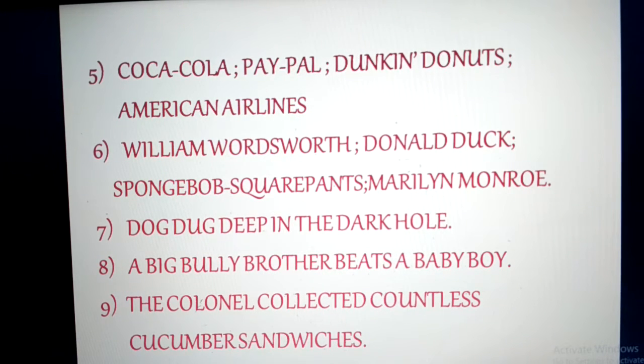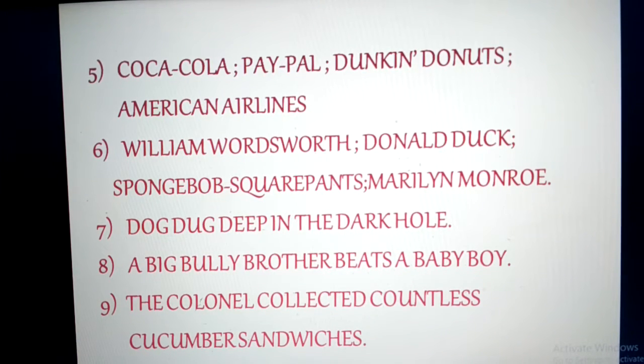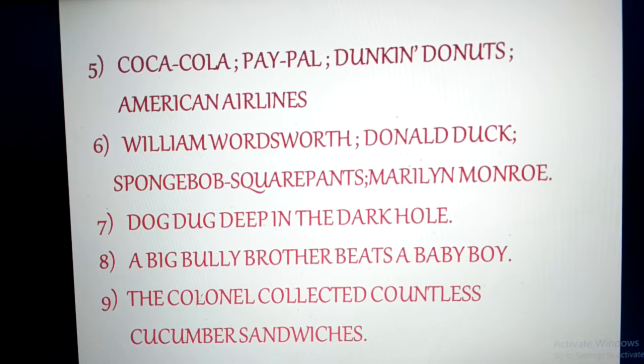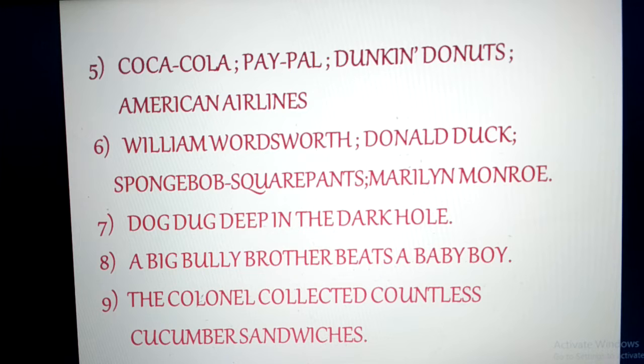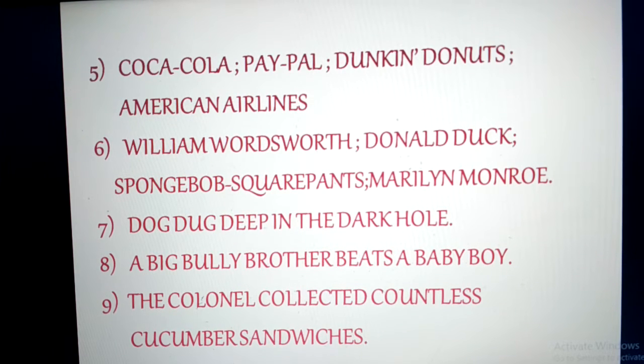Moving on, there are names of companies which demonstrate the use of alliteration: Coca-Cola, PayPal, Dunkin' Donuts, American Airlines, and many more. Names of authors and characters are there as well: William Wordsworth, Donald Duck, SpongeBob SquarePants. Hope you remember it from the cartoon SpongeBob SquarePants. Marilyn Monroe.